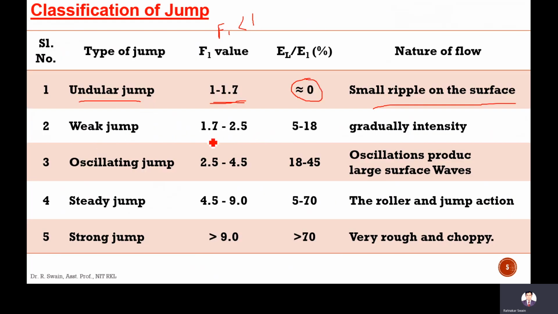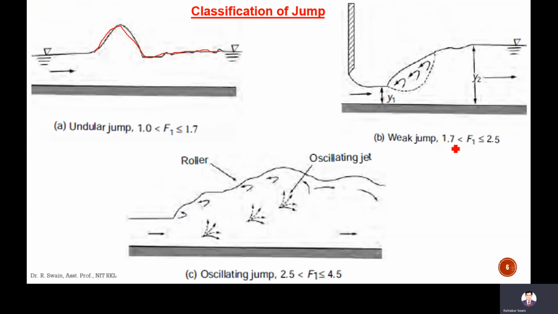And when F1 varies from 1.7 to 2.5, that jump is called a weak jump. There will be some mild energy loss, that is 5 to 18%, and it gradually intensifies, meaning a little more compared to the undular jump. So the weak jump, F1 of 1.7 to 2.5, is a small jump.